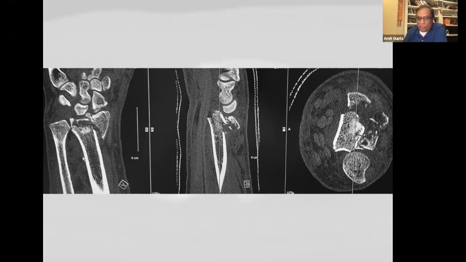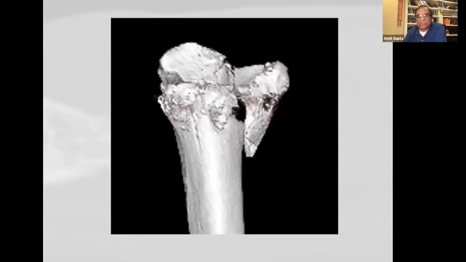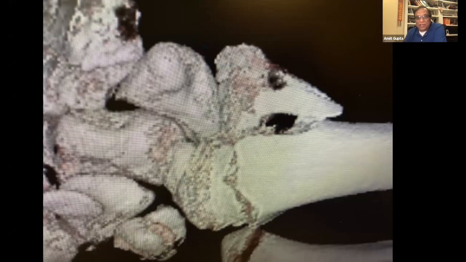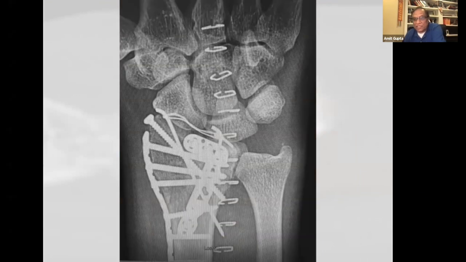So this is the 3D CT reconstruction, and as you can see, there's a huge central depression there. I usually start with reconstructing the styloid. That's my first thing. As Bert mentioned, we'll put lots of K-wires, look at the joint surface and reconstruct that, look at the sigmoid and reconstruct that.